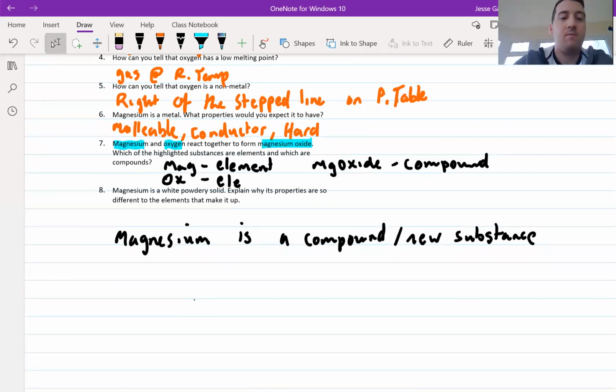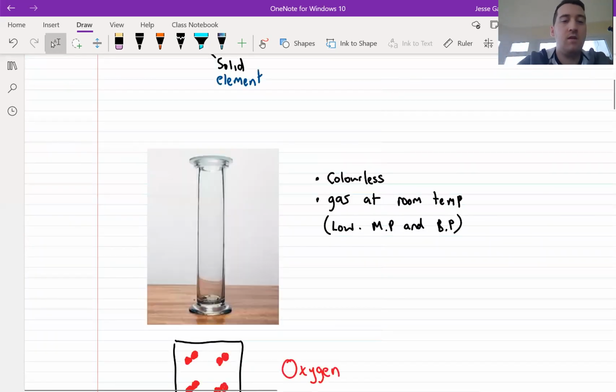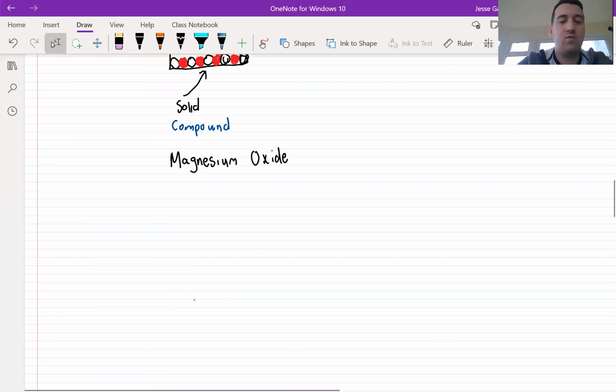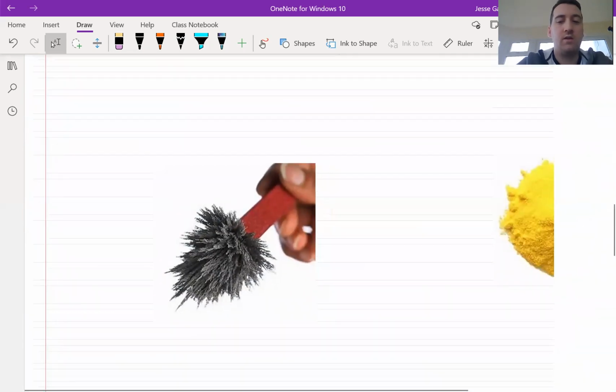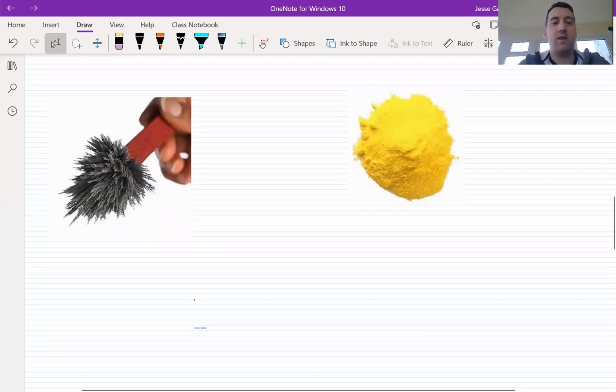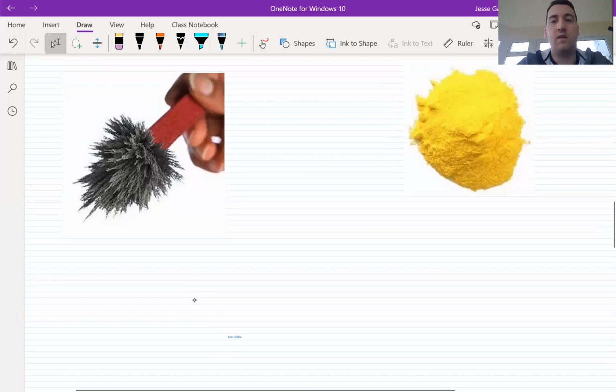Okay, so similarly, we're going to look at these two substances. Have a look at them there yourself and tell me, what do you think in terms of properties? So have a think about that now, these two substances here. What properties do they have?